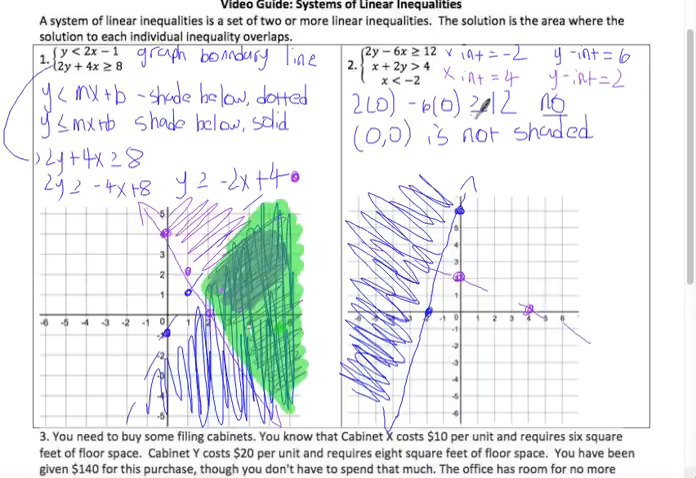And if I use my 0, 0 test again, so I would have 0 plus 2 times 0. 0 is not greater than 4. So that means, again, 0, 0 is not in the shaded region. Now for the second inequality.